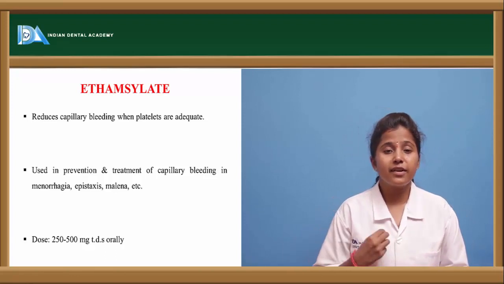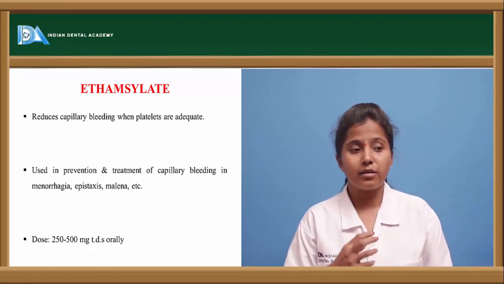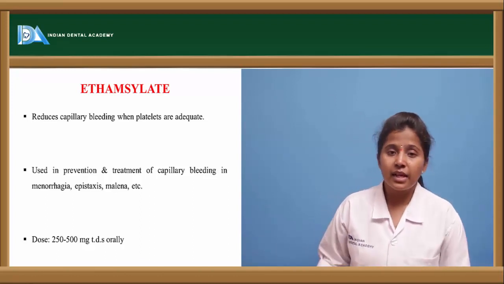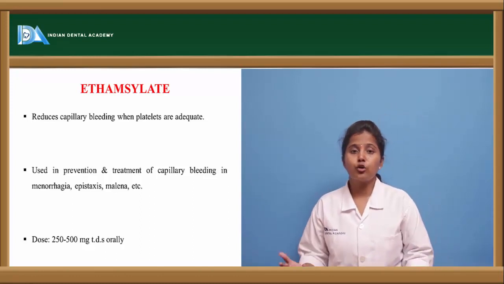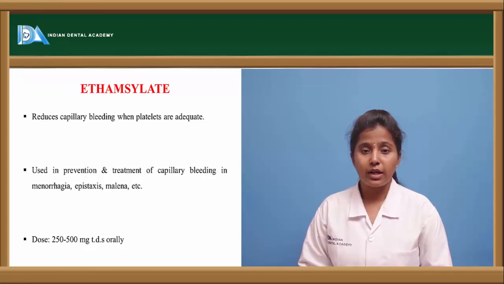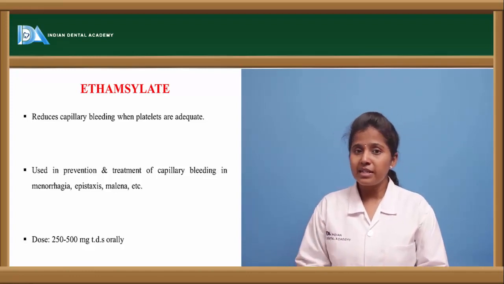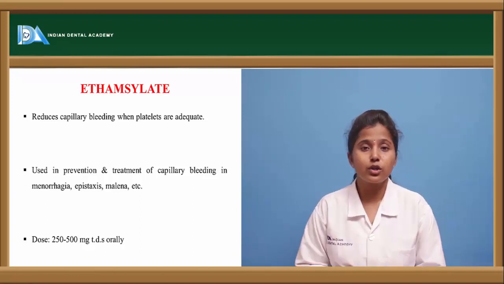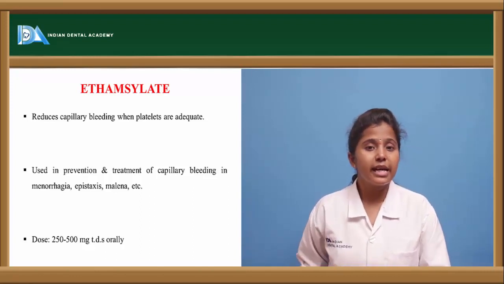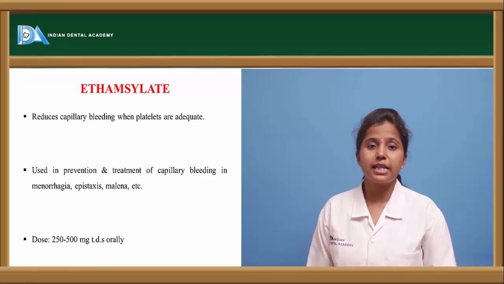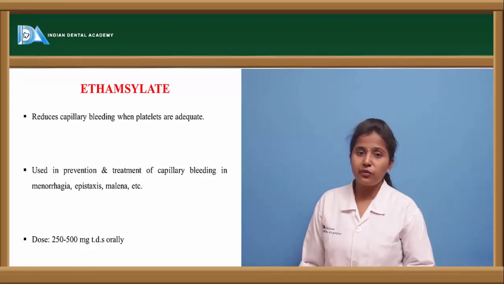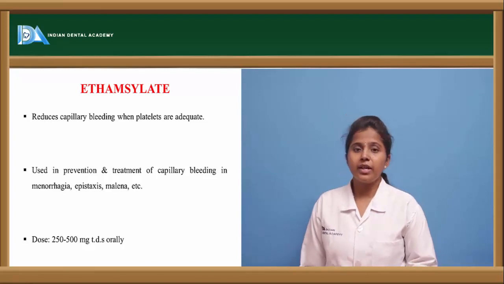Epistaxis is a condition where there is bleeding in the nose. So if there is any bleeding in the nose, then this drug is usually recommended to form a clot in that particular area. In this condition, platelets are present in adequate amount, but the formation of clot is not proper, or there is excessive bleeding. In that condition, ethamsylate is preferred, and the dose is about 250 to 500 mg, given orally.